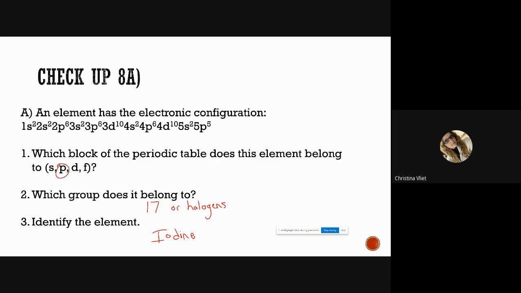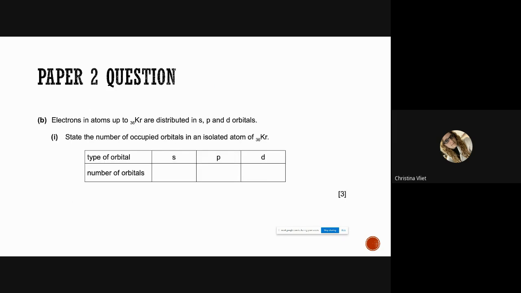So are you ready to see Cambridge questions? Okay, here it is, paper 2. And they were like, hey, we can test you up to krypton. Krypton. Electrons in atoms up to krypton, 36, are distributed in s, p and d orbitals. State the number of occupied orbitals in an isolated atom of krypton.